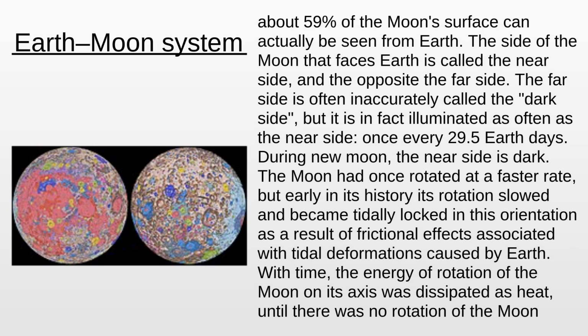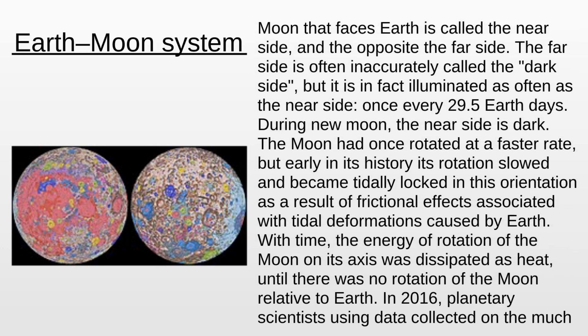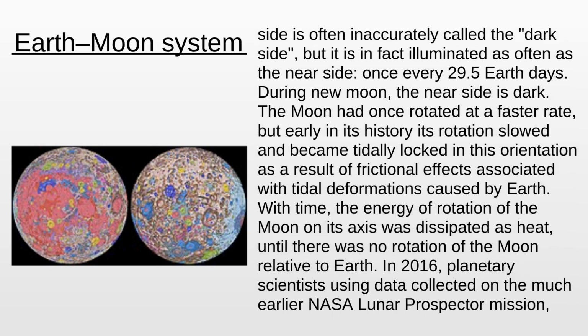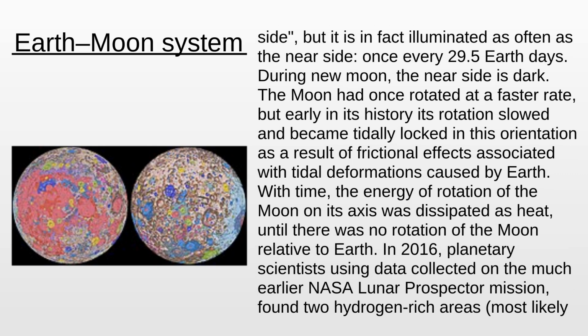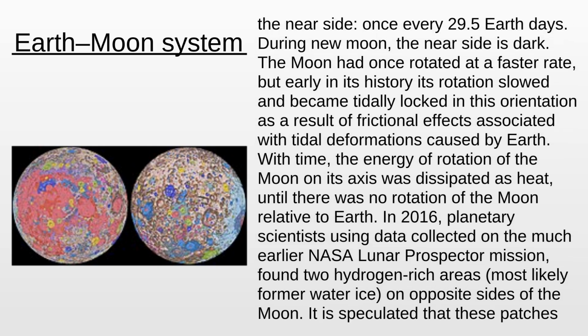The side of the Moon that faces Earth is called the near side, and the opposite the far side. The far side is often inaccurately called the dark side, but it is in fact illuminated as often as the near side, once every 29.5 Earth days. During new moon, the near side is dark.